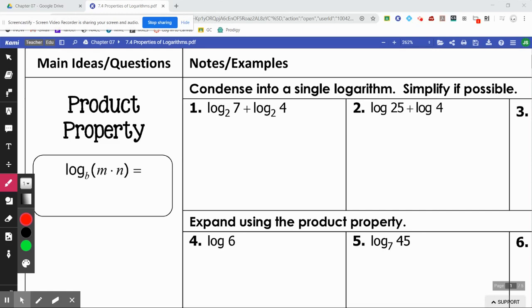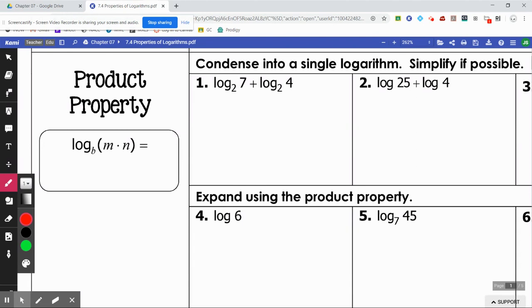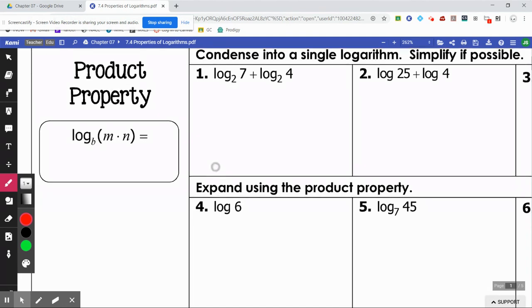In this video, we're going to be talking about the properties of logs. Now, these properties of logs are going to look very similar to the properties of exponents. The reason why? Once again, a logarithm is an exponent. It's just another way of writing it. Your first property of logarithms is called the product property.